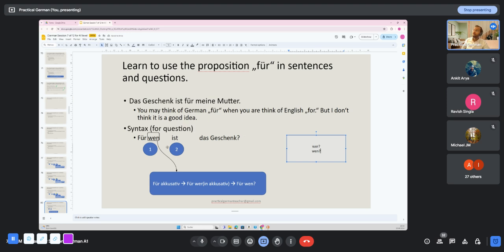If instead of saying für wen you say für wer ist das Geschenk, people will know what you're saying, but they will know your grammar is not good. So für is followed by accusative, and wer in accusative becomes wen. This is something you have to learn. Wer in accusative is wen. After some time I will tell you that this is wem in dative. So there is also a dative for wer. We are not using it right now, but just so you know. Any questions so far?